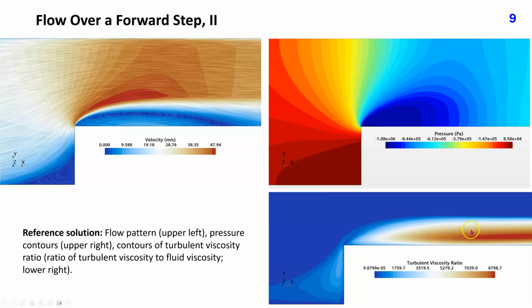Turbulent viscosity is highest around the reattachment point and downstream of it, where it is about 8,800 times higher than fluid viscosity.